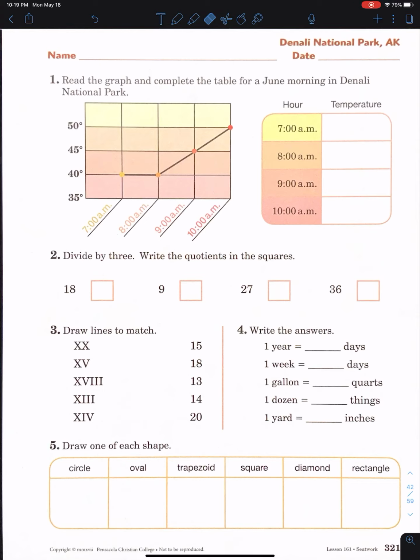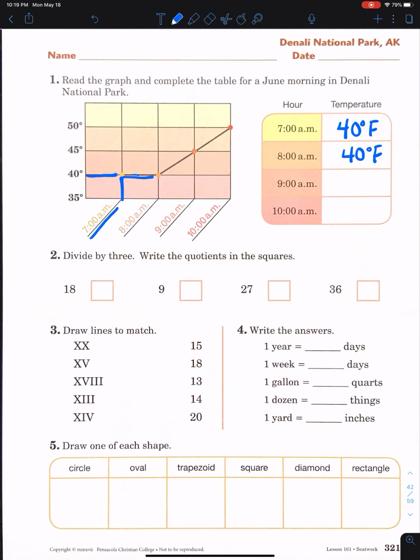What temperature was it at 7 o'clock a.m.? Well, we come over to the 7 o'clock a.m. and we see, if we follow the line up to the dot, it is 40 degrees at 7 o'clock a.m. So we will write 40 degrees Fahrenheit. What temperature was it at 8 o'clock a.m.? We'll follow the line over, and it didn't change. It's still 40 degrees Fahrenheit.